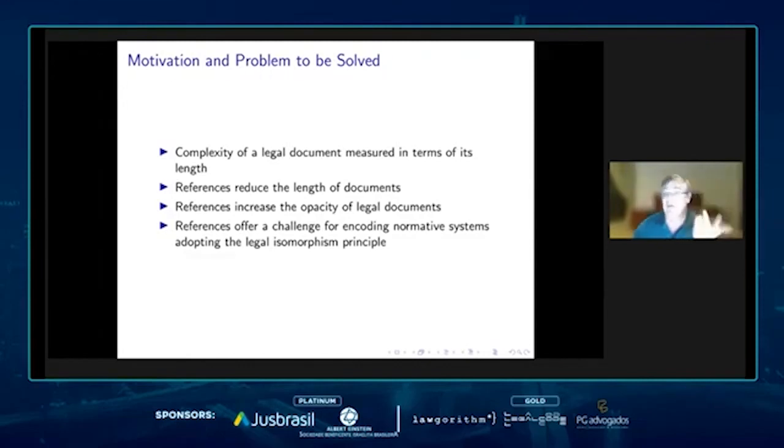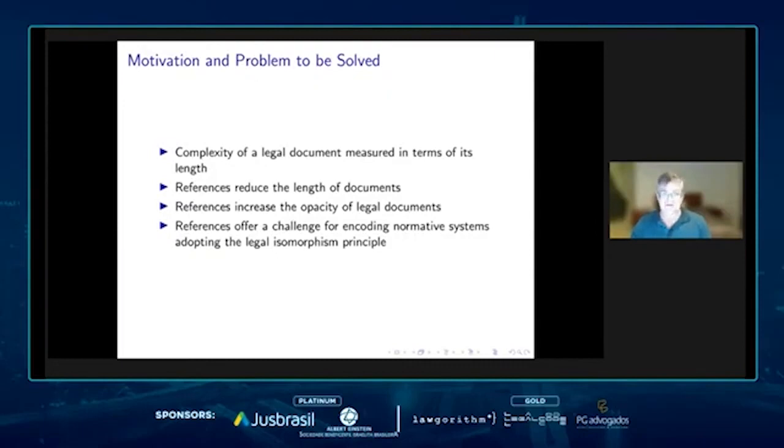First, when you have references, you introduce a level of opacity, because you can just see a reference to a section, but you don't know what the section is about or what its content is. On the other side, if we want to encode normative documents and normative systems, taking a Rules as Code approach, we have a problem if we use references, because they reduce the opportunities to encode or translate using the legal isomorphism.